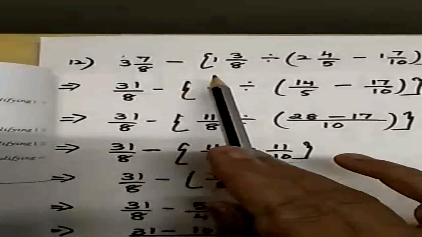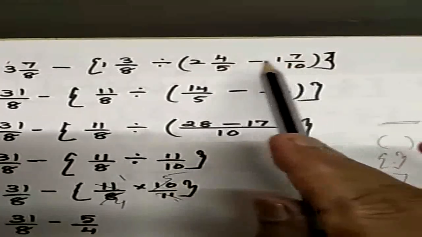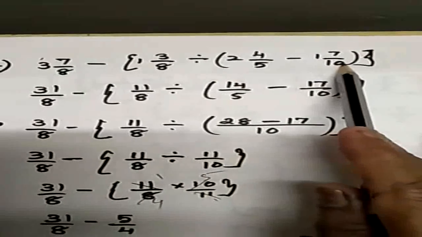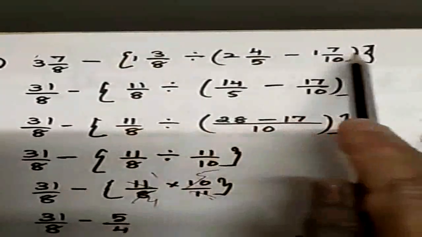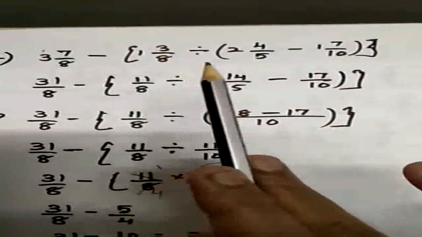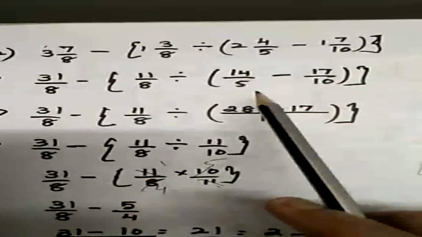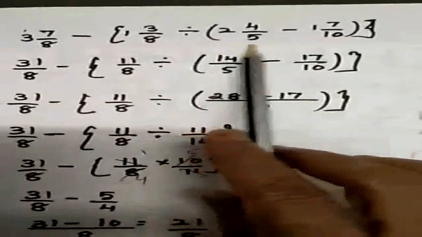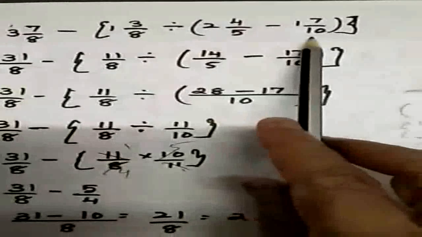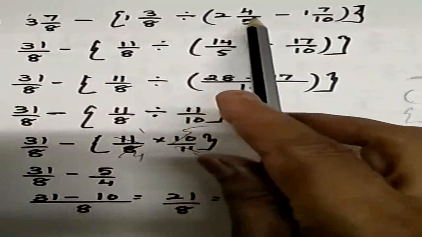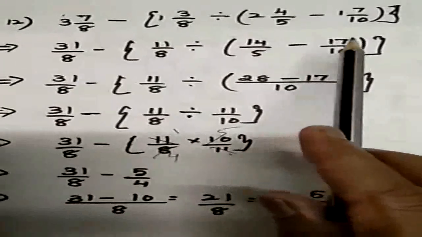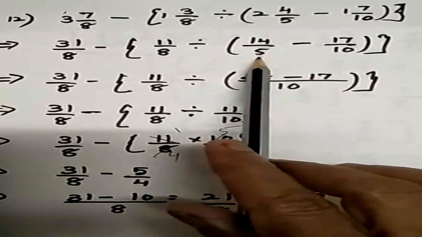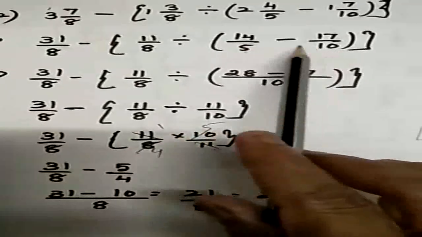Now inside the curly bracket, this common bracket is there. First you have to solve the curly bracket. In the curly bracket, see, this is division and here is the common bracket. So you have to open this. To open this, first bring it into improper fraction. After bringing it into improper fraction, the next step is to solve this bracket.